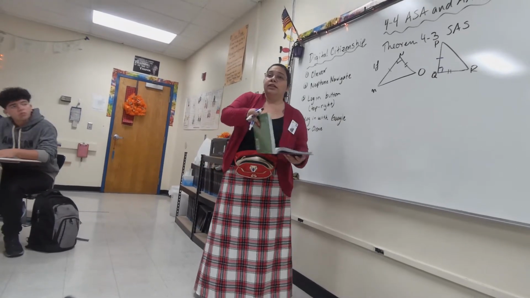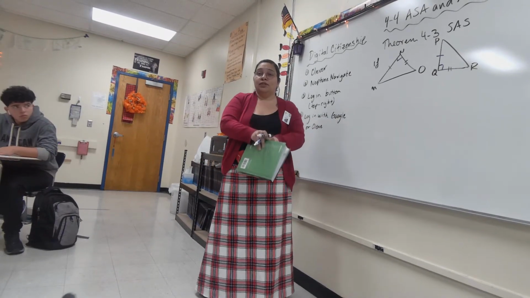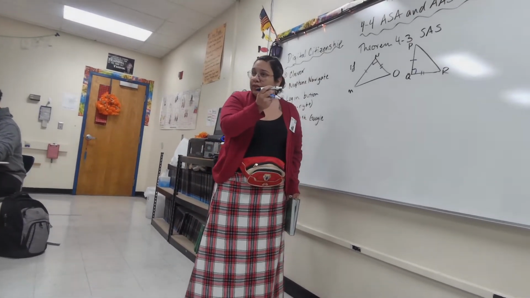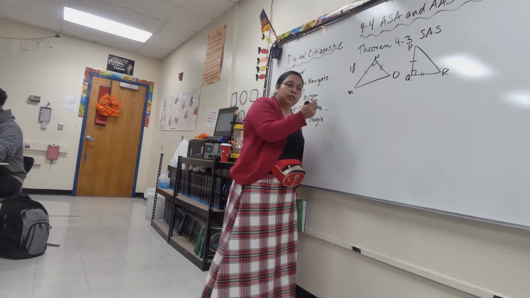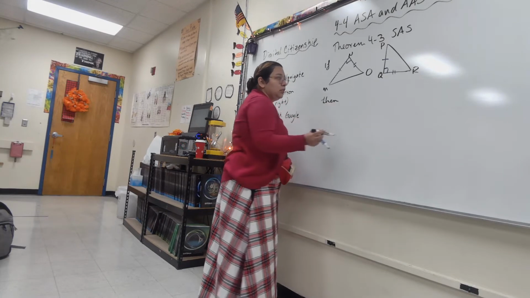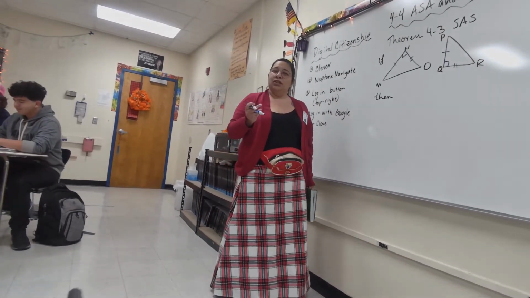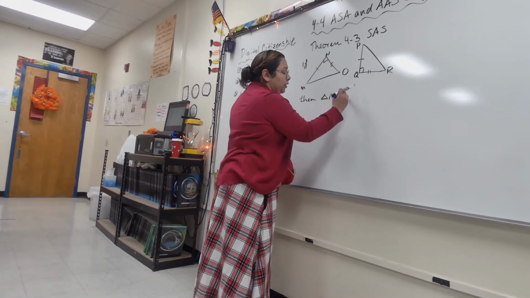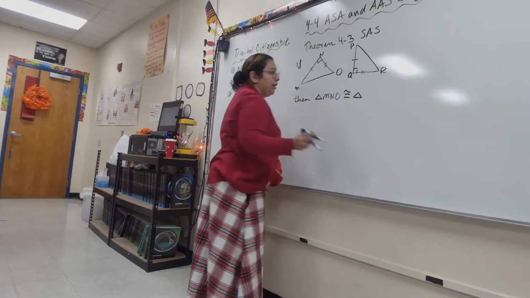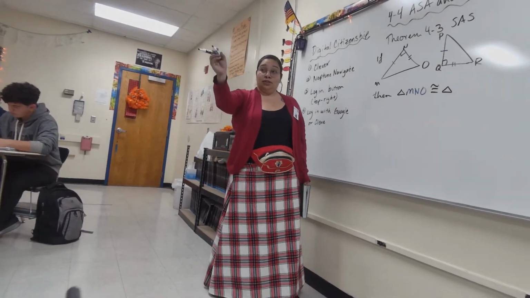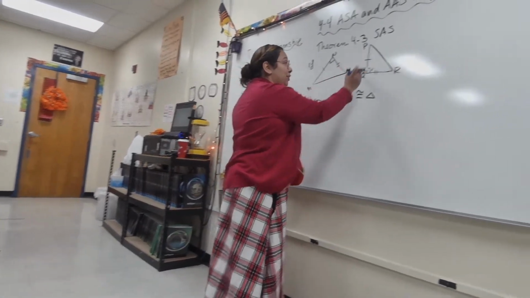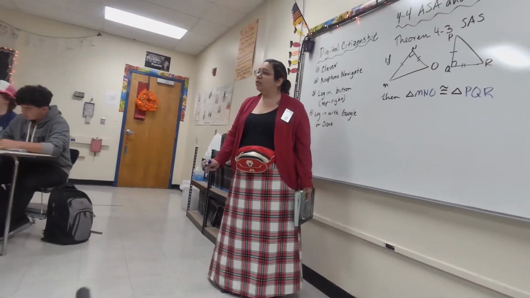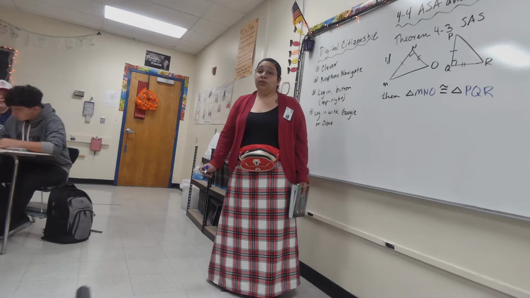So how would you write these triangles as congruent? You guys remember how to do that? What order do we put them in? Like M and O, so let's do that. So triangle MNO is congruent to triangle PQR. It does matter what order these go in.